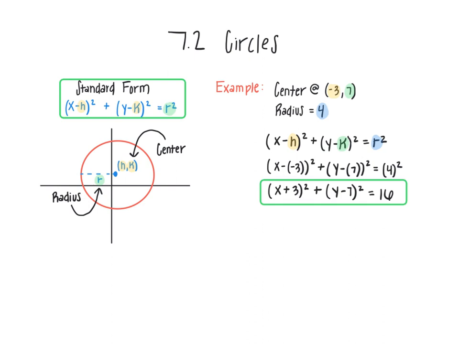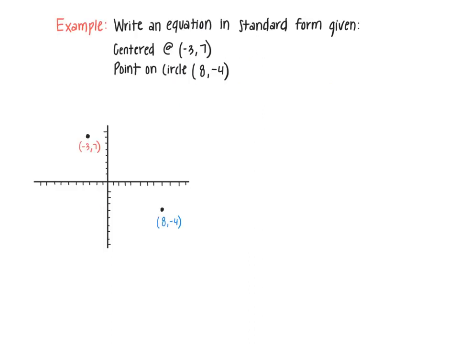So the standard form equation is x plus 3 squared plus y minus 7 squared is equal to 16, and this is going to be for a circle with a center at negative 3 comma 7 and a radius of 4. Here we're given 2 points. Our first point is going to be the center at negative 3 comma 7, and our second point is actually a point on the circle.